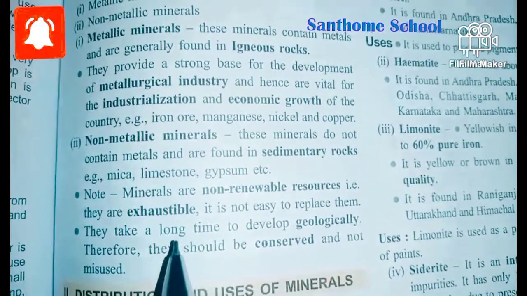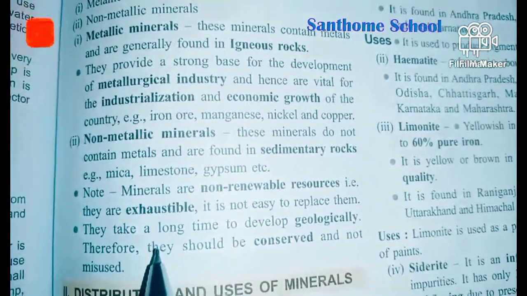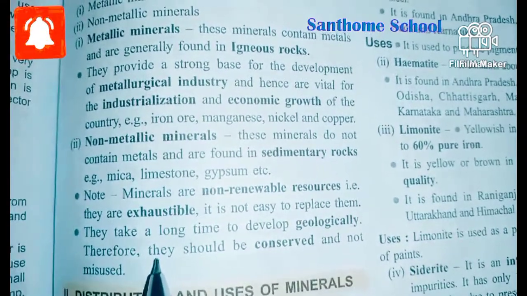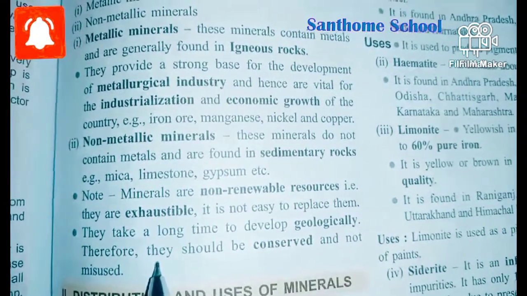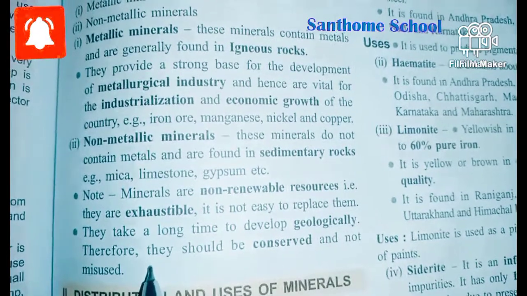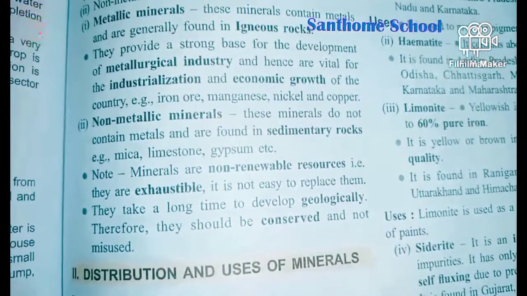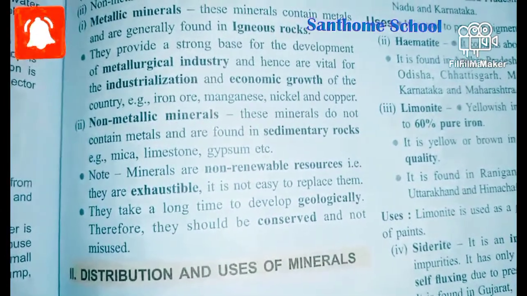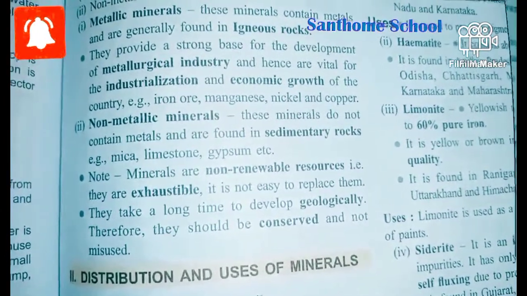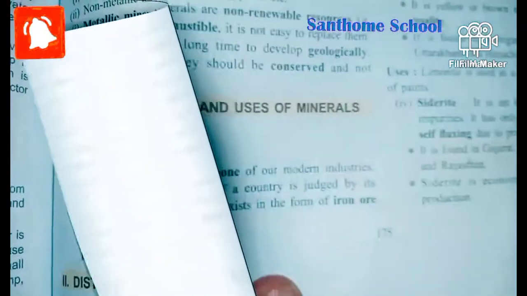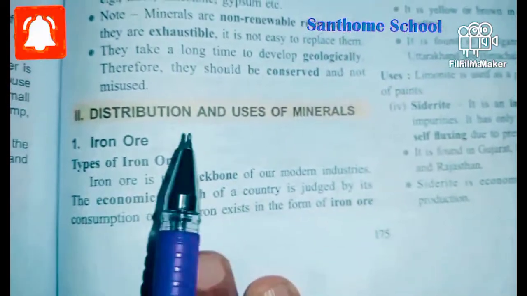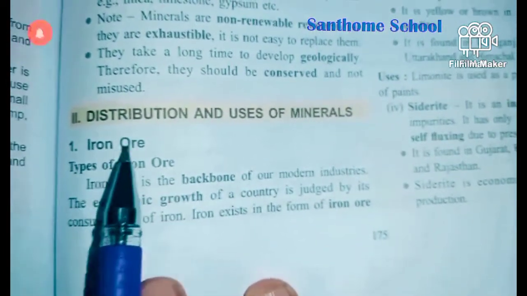Now, as we have learned what minerals are, what type of minerals these are, and why they are important, now we will learn from the Indian point of view how they are distributed and what type of usages of each mineral we have in life. First and foremost important mineral, that is iron ore.